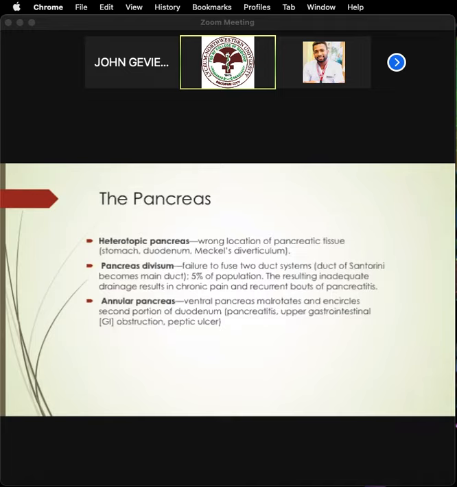Annular pancreas is common in pediatric patients. The ventral pancreas malrotates and circles the second portion of the duodenum, causing an obstruction of the duodenum. When you request an X-ray of the abdomen, there's the presence of the double bubble sign, which is due to the annular pancreas.